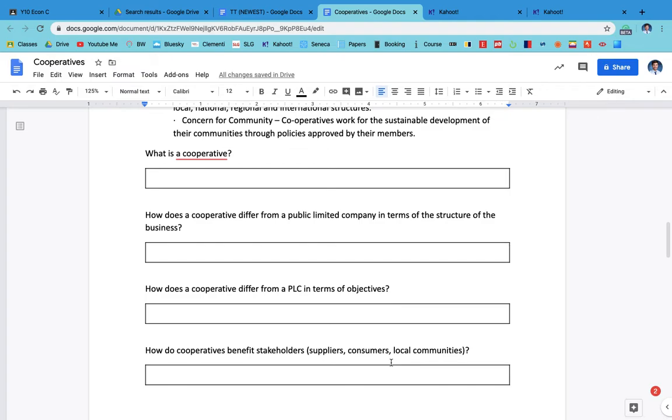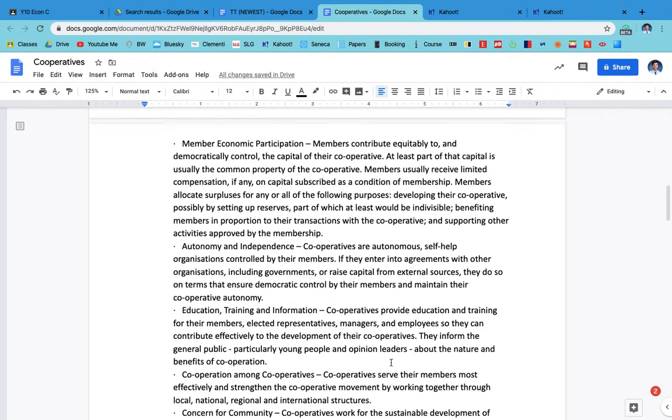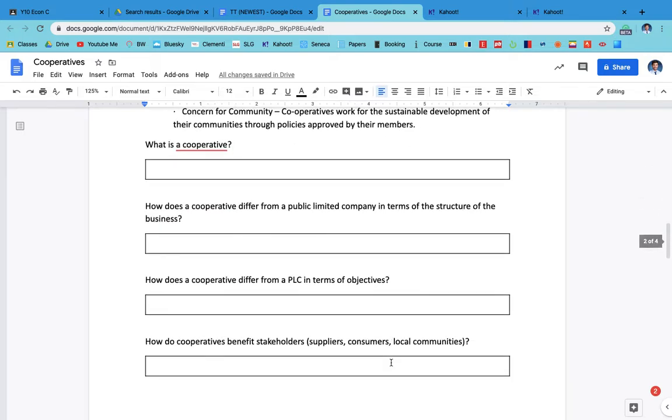Stakeholders is anybody that's got an interest or is affected by a business's decisions. That could be local communities, workers, managers, consumers, suppliers, anybody that's affected by what a business chooses to do. Have a go at writing some notes in here. It doesn't matter if you're still guessing, but if you've read this thoroughly, you should be able to have a go at filling in these four boxes. Pause the video, have a go using that bit of text above, and then we'll have a quick discussion.